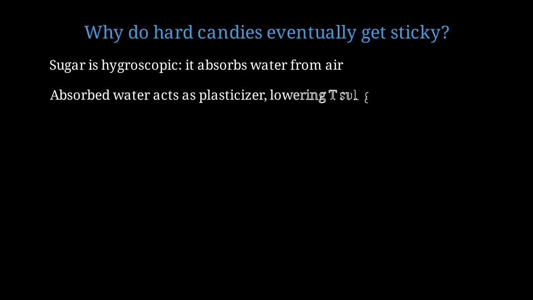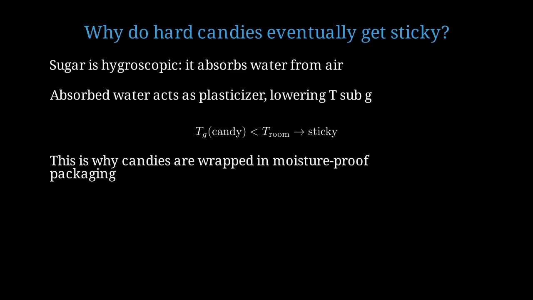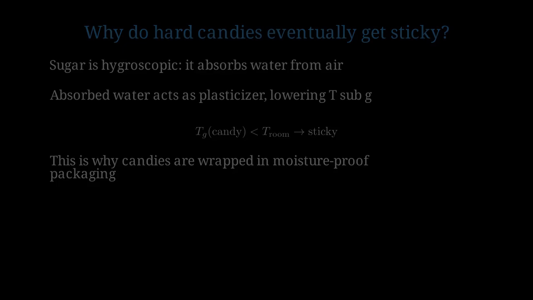As the candy absorbs even small amounts of water, that water acts as a plasticizer, lowering the glass transition temperature. If T sub G drops below room temperature, the candy transitions from the glassy state to a rubbery state, becoming sticky and soft. This is exactly why hard candies must be individually wrapped in moisture-proof packaging immediately after cooling.